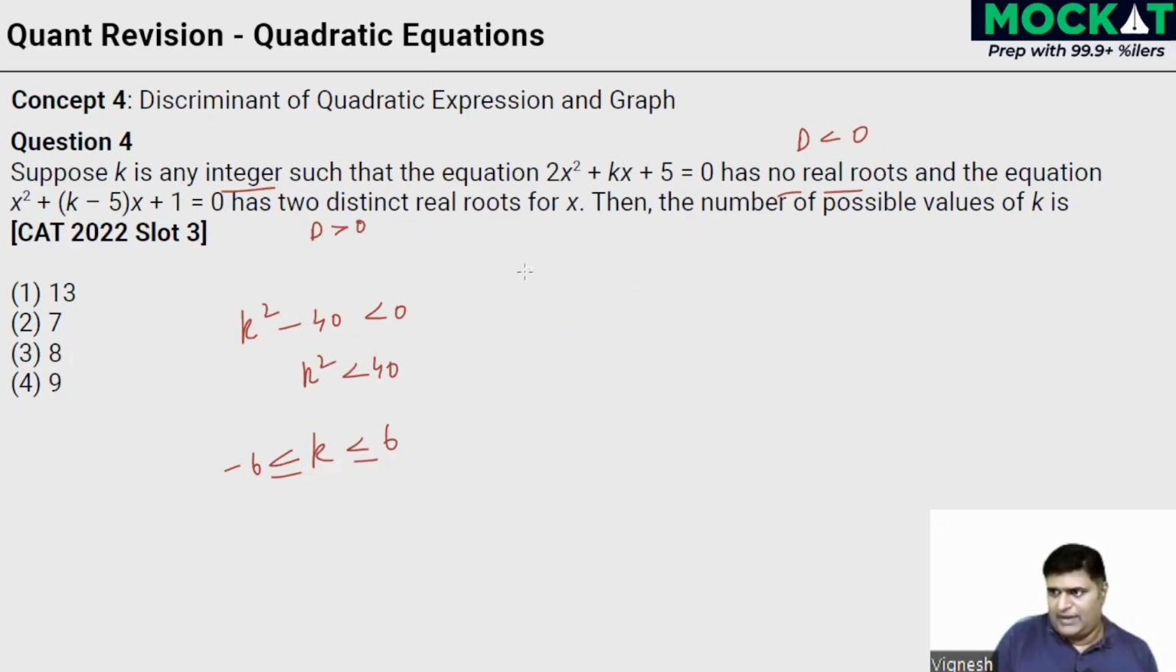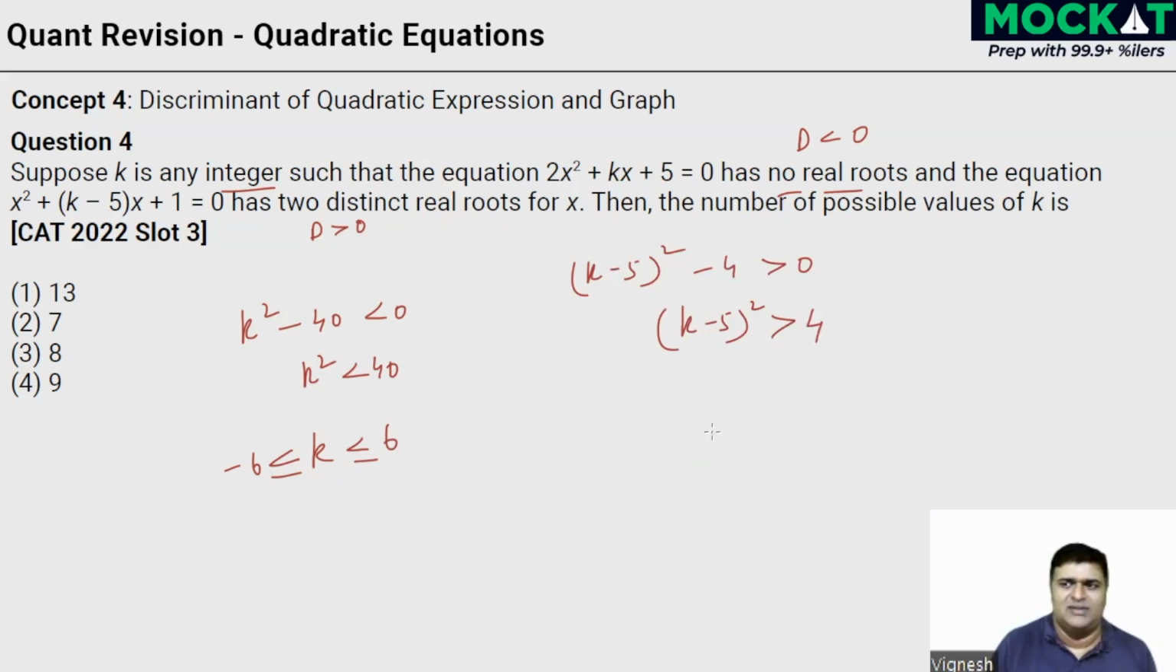Now on to the next part of the equation. This one over here has to have a discriminant greater than 0. So k minus 5 the whole square minus 4 into 1 into 1, minus 4, has to be greater than 0. So k minus 5 whole square has to be greater than 4, right?